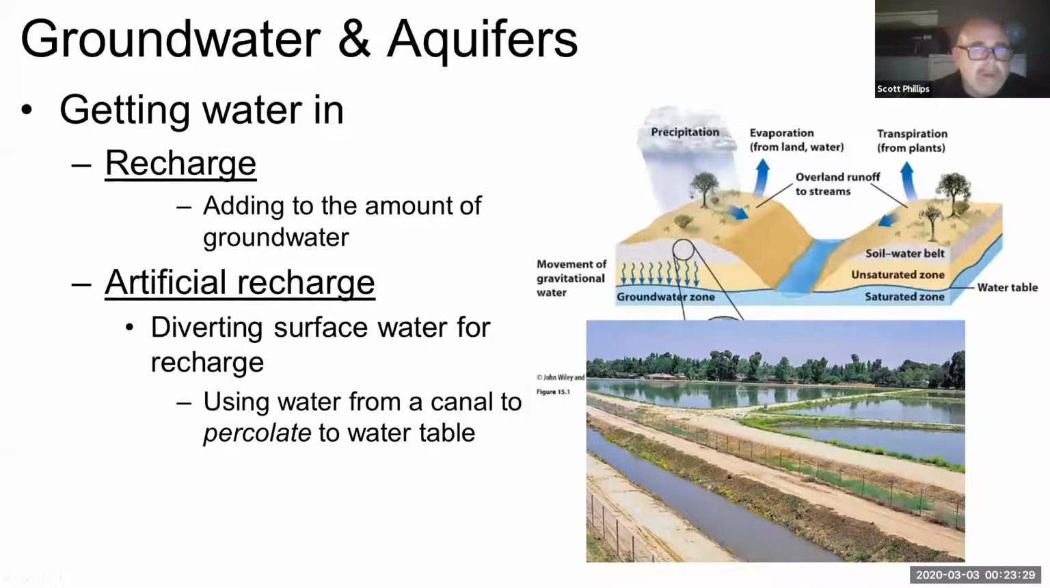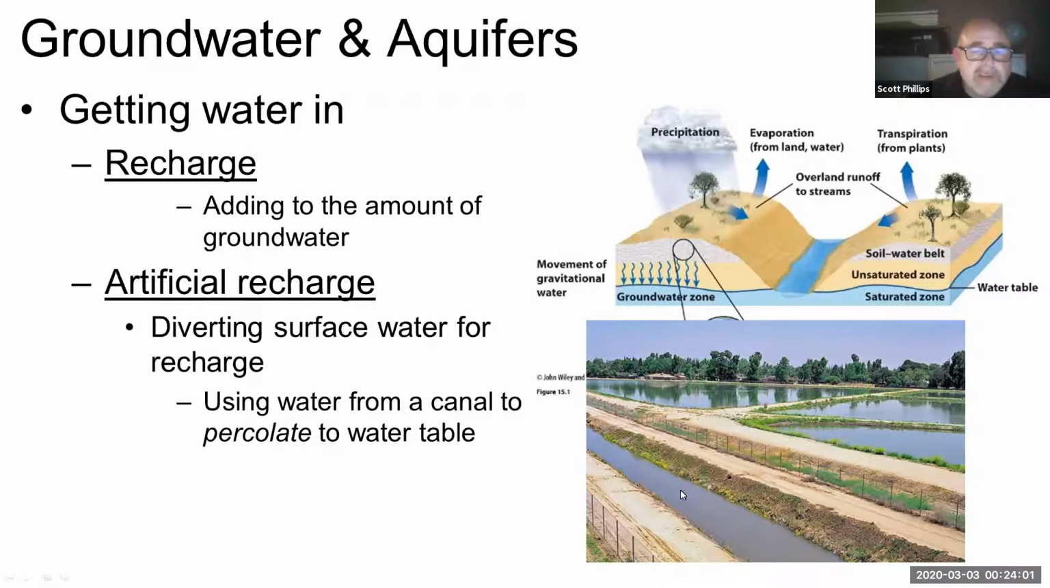So if we want to look at how the water table changes over time, we have to look at how water goes in and comes out of these aquifers. So water comes in through recharge. Recharge happens through precipitation or from rivers soaking into the ground. And you can also have artificial recharge. This is where surface water is diverted through canals and put in areas where the water can easily permeate into the ground.